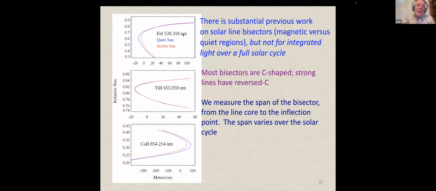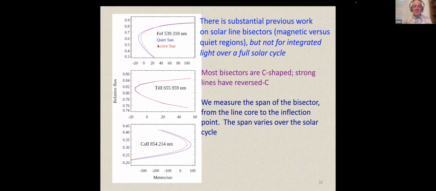And in the quiet sun, that C shape has a greater span. We measure the span of the bisector as the distance in wavelength from the core of the line, the lowest flux point in the line, to the inflection point where the curvature begins to turn around. So that span of the line is less when the sun is active.